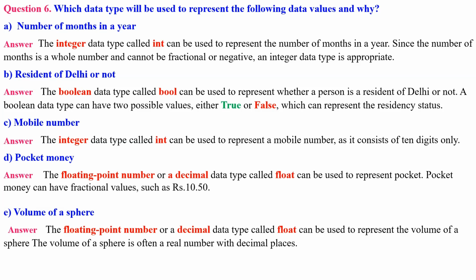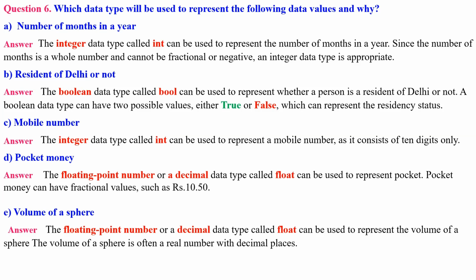B. Resident of Delhi or not. The Boolean data type called bool can be used to represent whether a person is a resident of Delhi or not. A Boolean data type can have two possible values, either true or false, which can represent the residency status. C. Mobile number. The integer data type called int can be used to represent a mobile number, as it consists of 10 digits only.